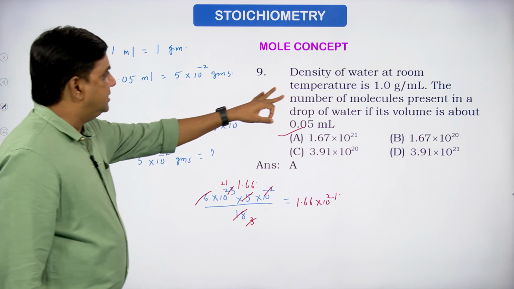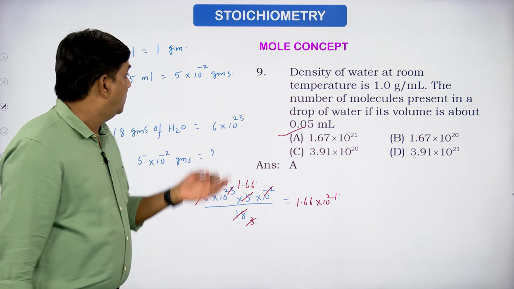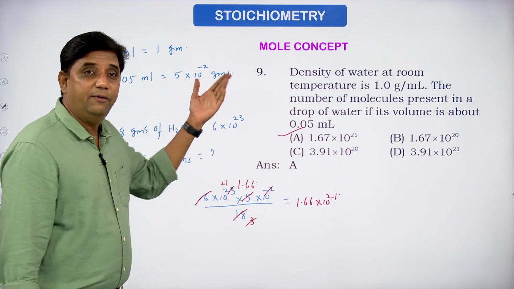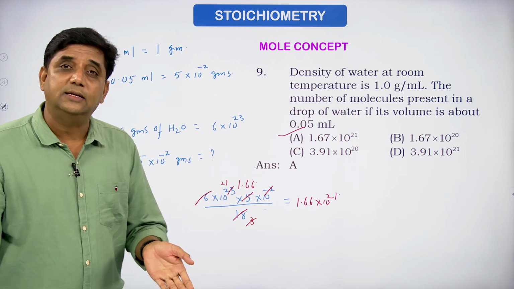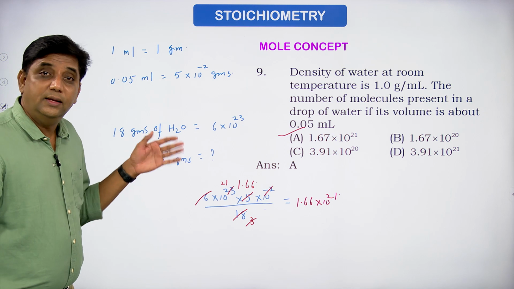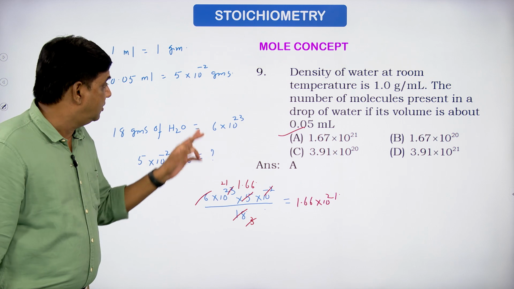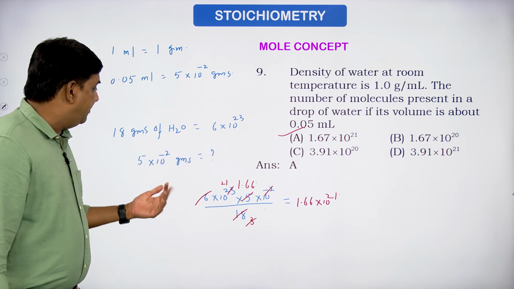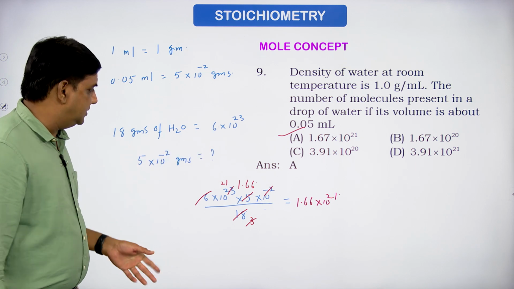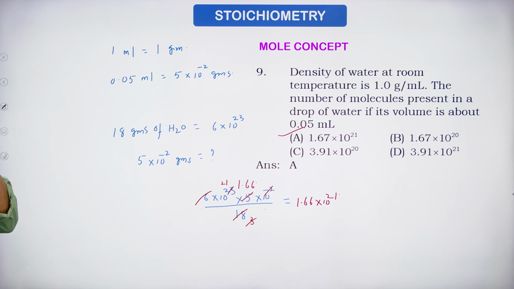He has clearly given that the density of water at room temperature is 1 gram per milliliter. That means the mass of 1 ml of water is equal to 1 gram. Therefore, 0.05 ml mass is equal to 5 into 10 power minus 2 grams, which is nothing but 0.05 grams. So 18 grams of water is the gram molecular weight, which is equal to 1 mole, and that contains this many water molecules, 6 into 10 power 23. So 5 into 10 power minus 2 grams contains how much? This into this divided by this. If you do this, you will get the answer 1.66 into 10 power 21.